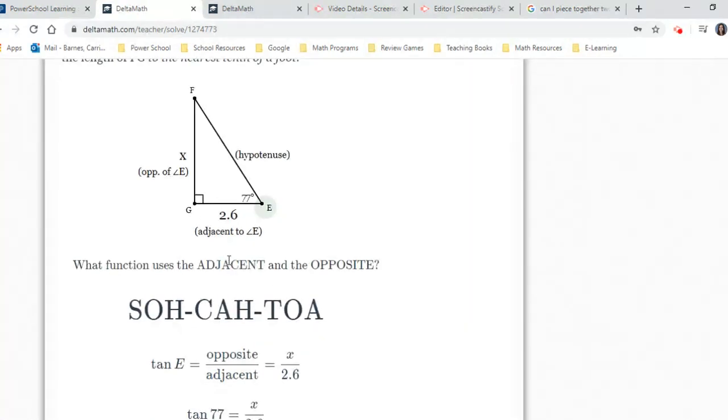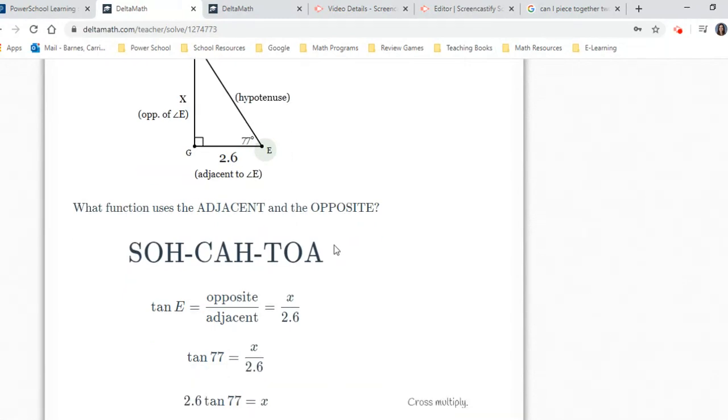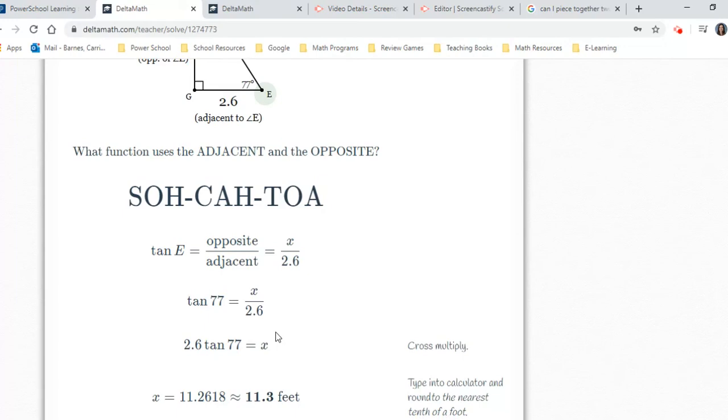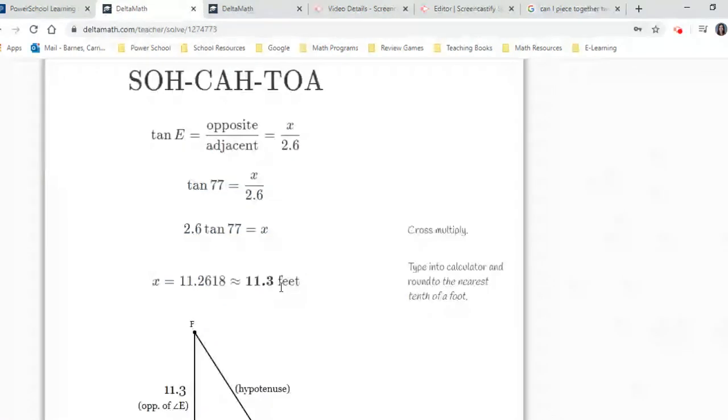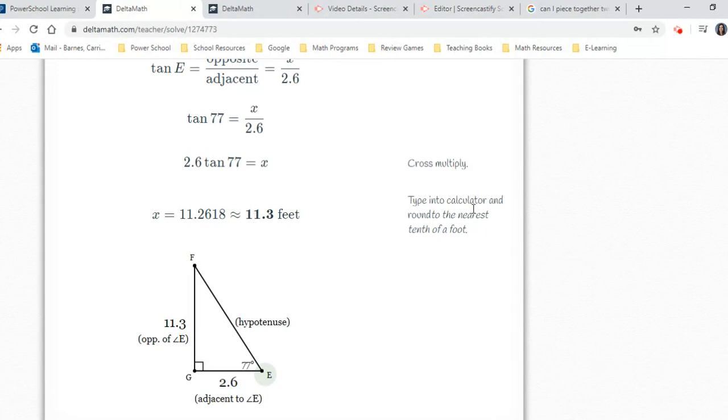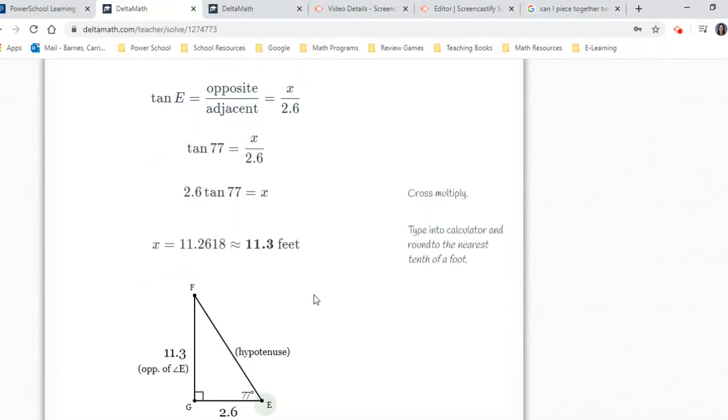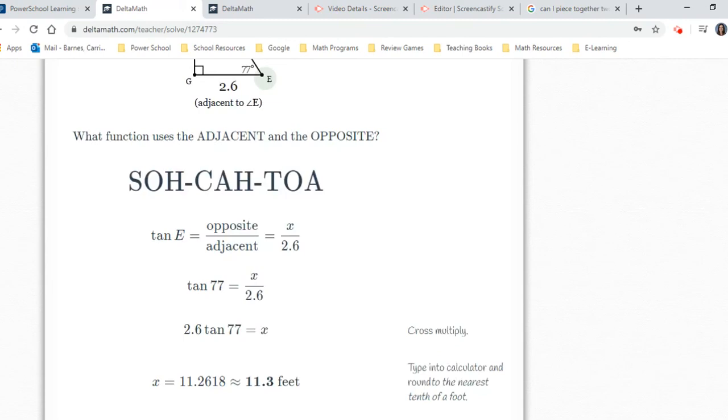Which function uses the adjacent and the opposite? Okay, well, that's going to be tangent. So this actually gives you more detail than I did. And then you're going to have to multiply by 2.6 to both sides. And this is actually rounding to the nearest tenth. So please make sure that you round it to 1 decimal place. I know in my video I was rounding to 3. Because it will count your problem wrong if you do that incorrectly.